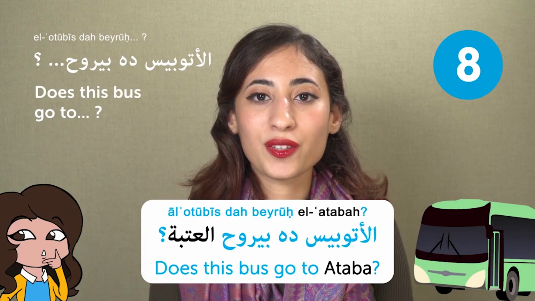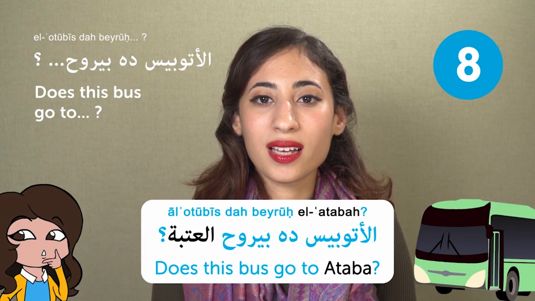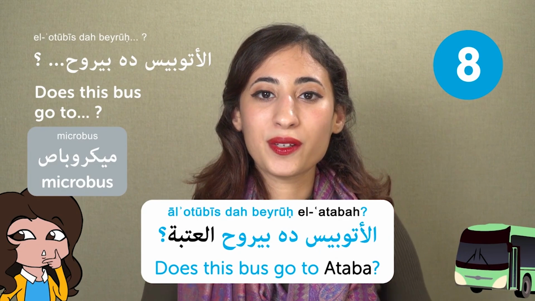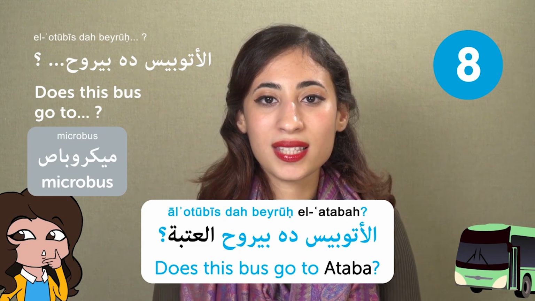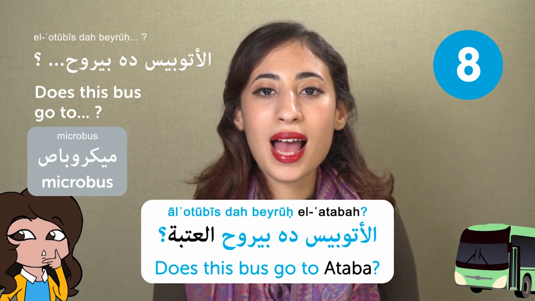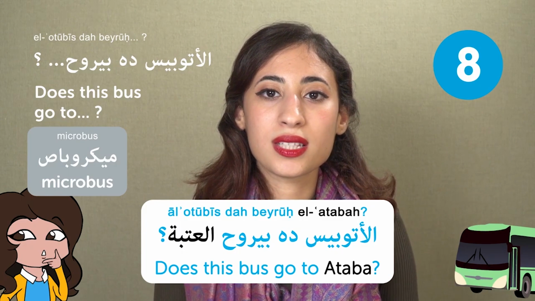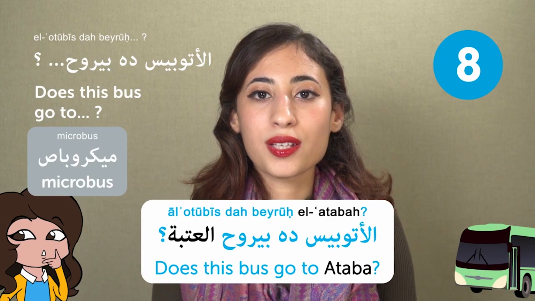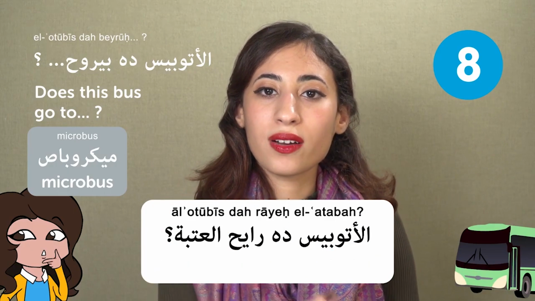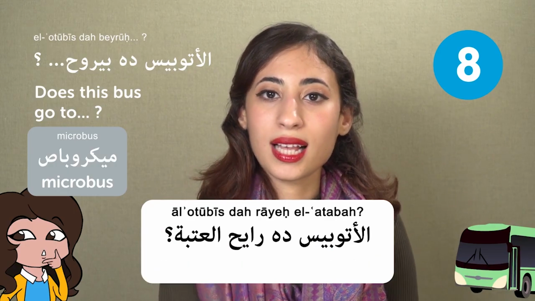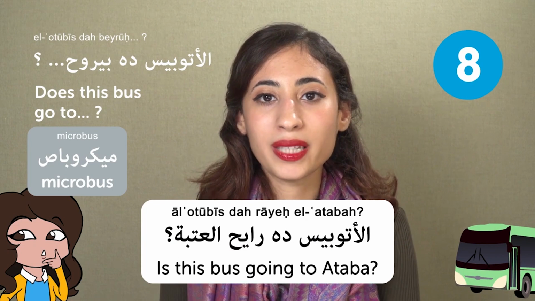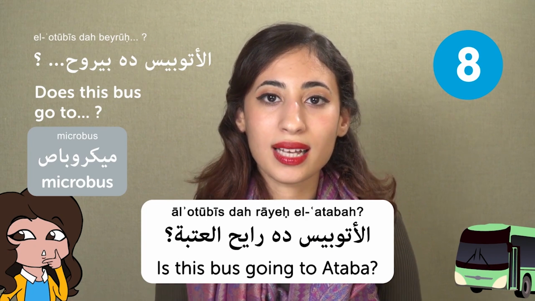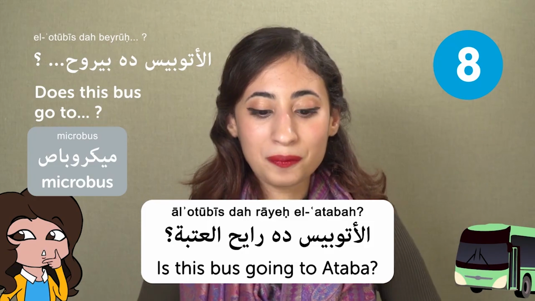A smaller version of the bus is called the microbus, and usually you'll find them all over Egypt. They just take about 9 to 10 people, and it goes to the very local districts of Egypt in which the bus cannot really get into. So you can say الأتوبيس ده رايح العتبة. Does this autobus or minibus go to العتبة or downtown?